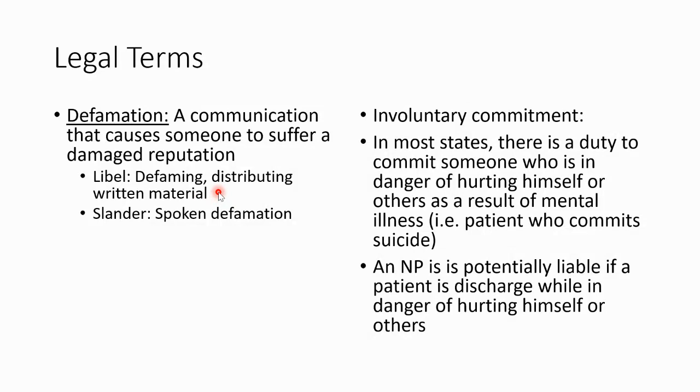So-and-so killed somebody when they really didn't. Slander is spoken defamation, so the same thing, but it's spoken to somebody other than the person. So it's spoken to another person about somebody. So the libel is written material and slander is spoken defamation, but they're both examples of defamation. And in order to have a defamation case, they have to prove that somebody's reputation was damaged.